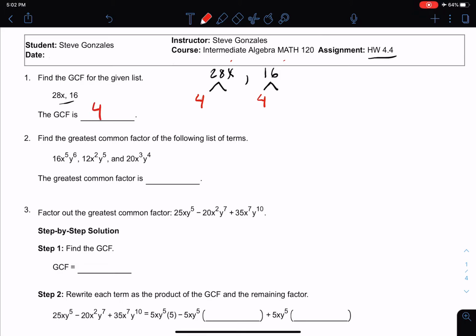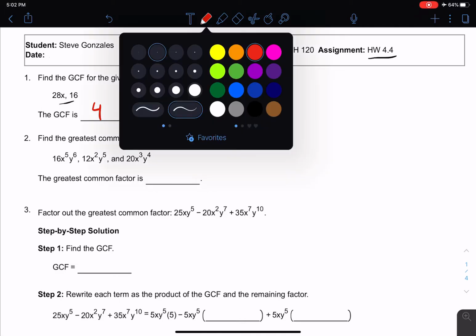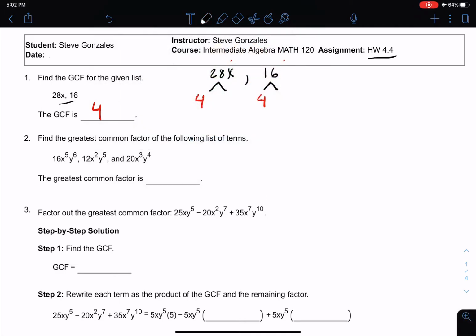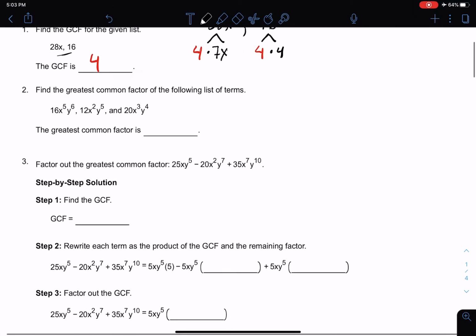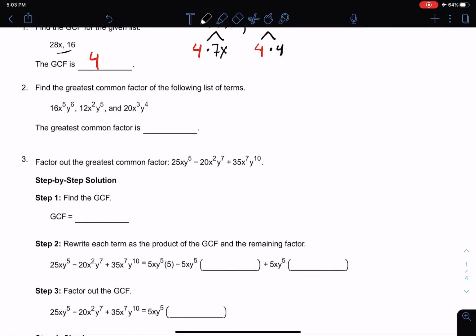We'd be done. I'm going to go a step further just to show what the remaining factors are, just so we can see it. Well, it'd be 4 times what? 4 times 7 gives us 28, and there's still an x. And over here it'd be 4 times 4. So it's good to be able to know what remaining factors are still there for when you start factoring out the greatest common factor. Once again, on number 2, we want to figure out what is the greatest common factor.